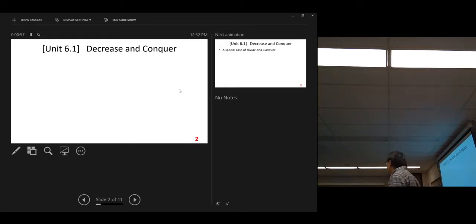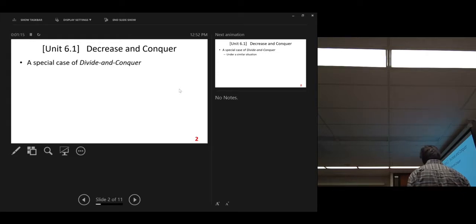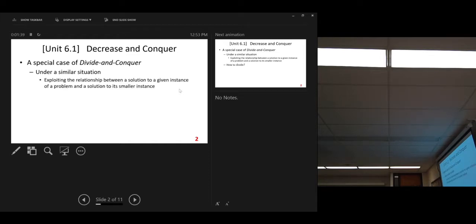You're familiar with divide and conquer. So why this decrease and conquer? Very similar. If you look at its meaning, basically it is divide and conquer. So it is a special case of divide and conquer, but looked at from the decrease of the size. Divide is the way we decrease the problem size, right? So your decrease is close to divide, right? So let's look at the meaning.